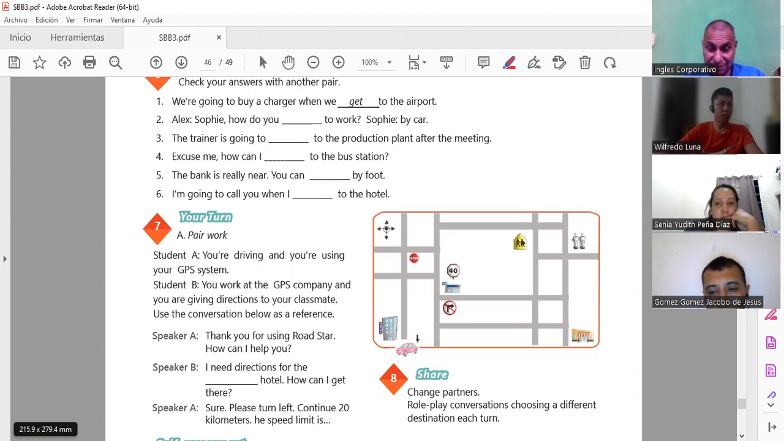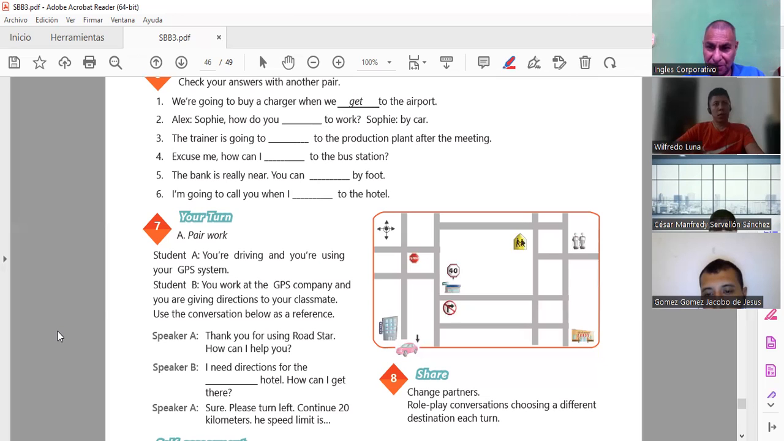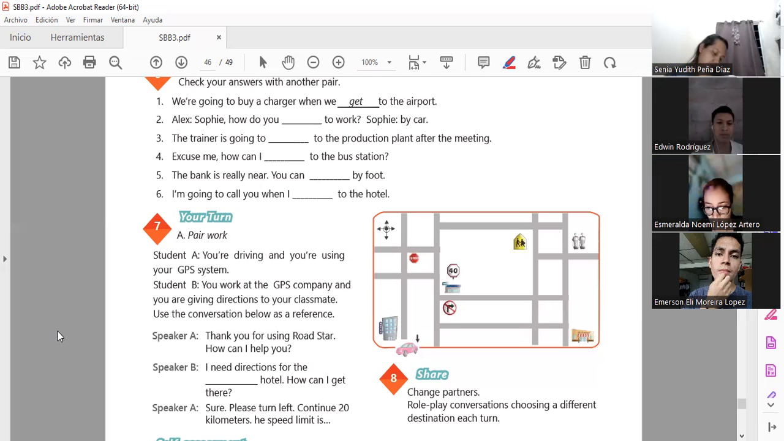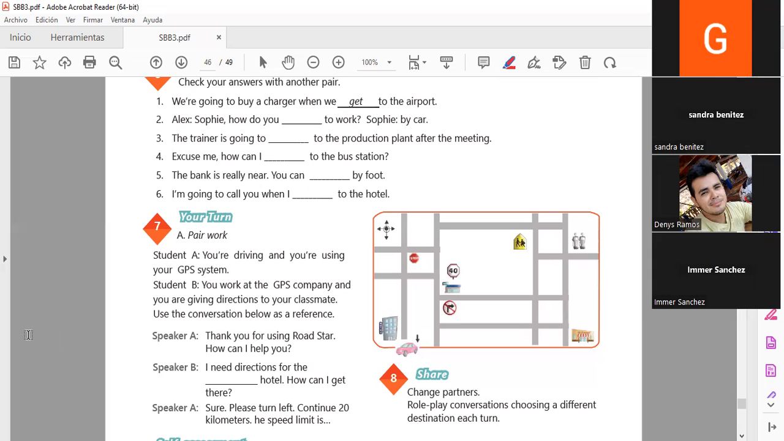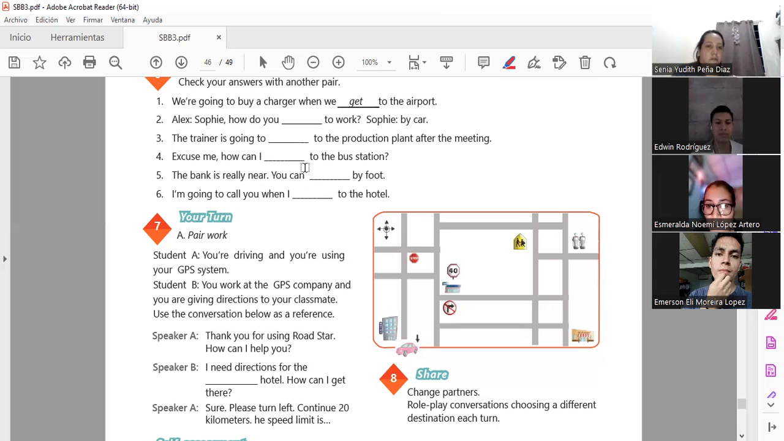Number two. ¿A quién le tocaba el number two? A mí, no. El tres me dijo. Okay, go ahead. Number three. How do you get to work? Sophie, how do you get to work? Sophie, by car. Yes, very good.